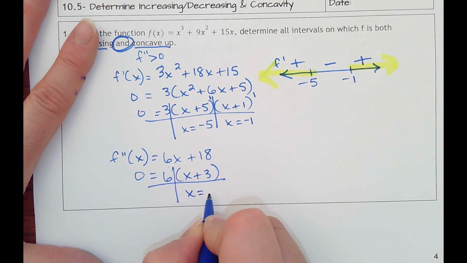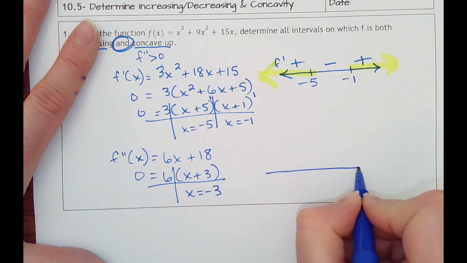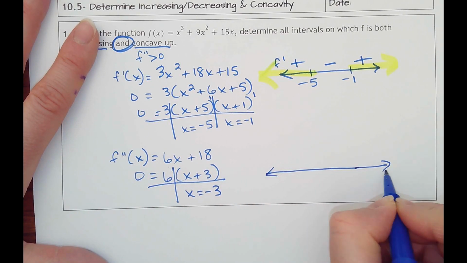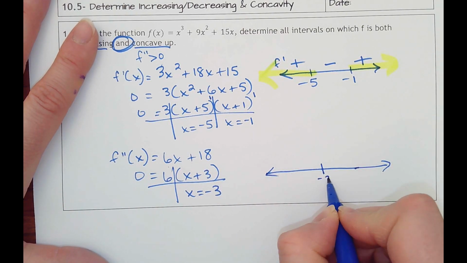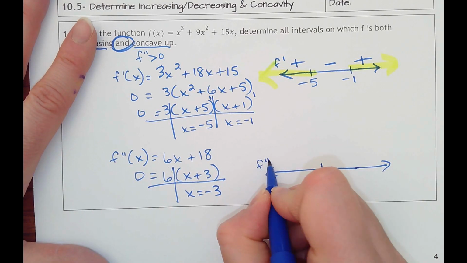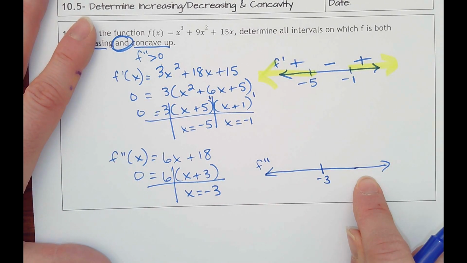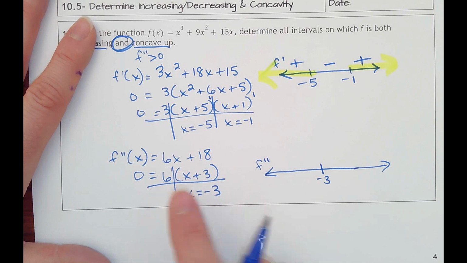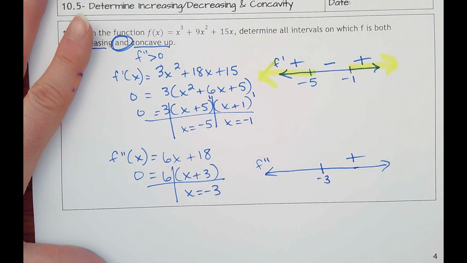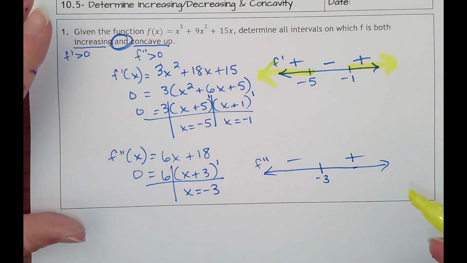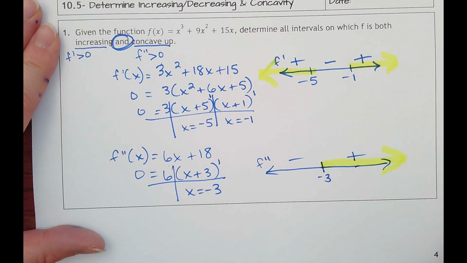So the only critical point I get is -3, which would fall in here. Okay, let's try 0 again. It's easy enough to plug in. 0 plus 3 is positive, times positive we get positive. And then my multiplicity is odd, so it would be the opposite here. So we want the part that is concave up.